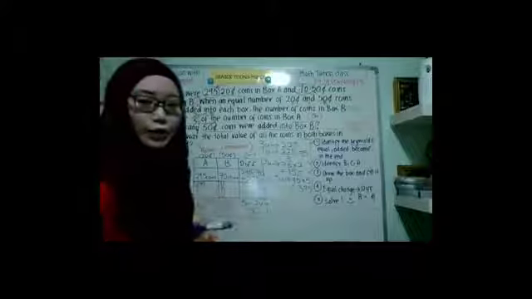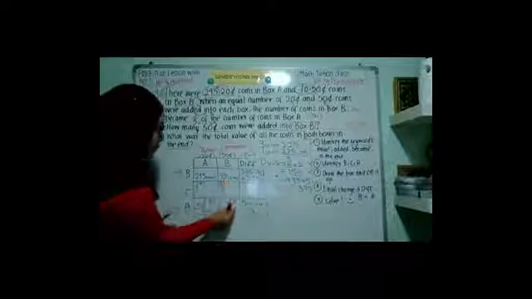How do you find that number of coins added inside? What do you do? I have 70, now I have 150. I actually take the difference. 150, you minus your 70. This will give you 80 coins. 80 coins were added.